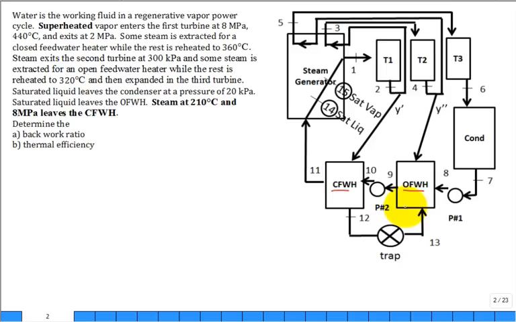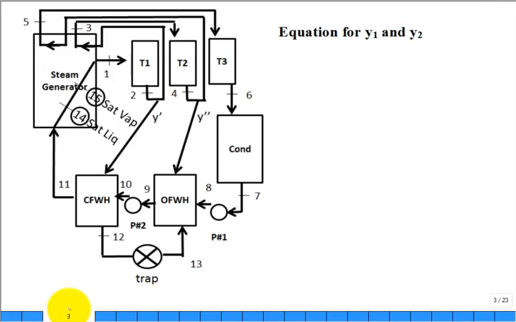This is a problem that I set up last time and kind of breezed through. I showed the schematic and I showed the solution to it. One thing I wanted to do was make sure that you're able to develop an equation for how much of that steam is diverted to feed both of these feed water heaters. So do a mass balance, cutting through state 10, and an energy balance for that calculation of Y1.